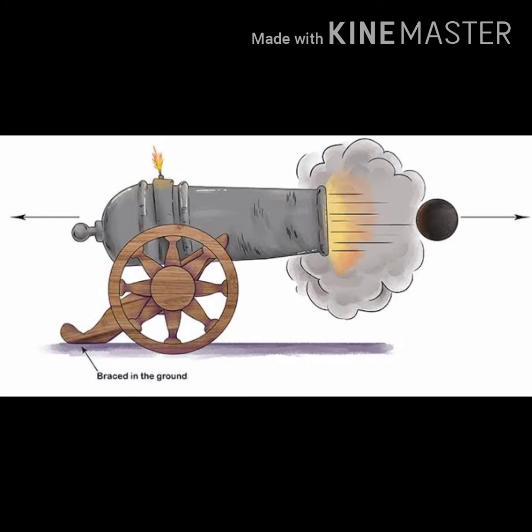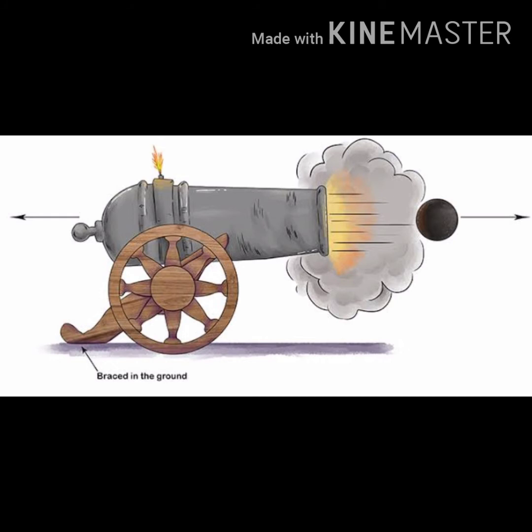Now what happens in this cannon? There is a cannonball which is fired. So there is an action that is given, but what is the reaction? The reaction is that the cannon also moves in the backward direction.